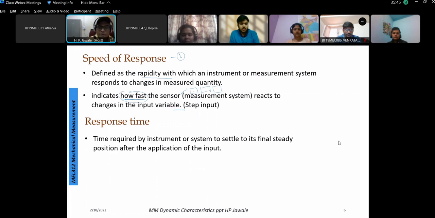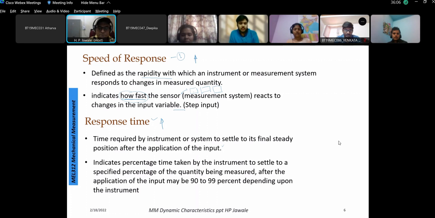The time required by the instrument or the measurement system to settle to its final steady state position after application of the input is what we call the response time. So ideally we want the speed of response to be very high, and the response time should be short. Now there are some consequences of it.